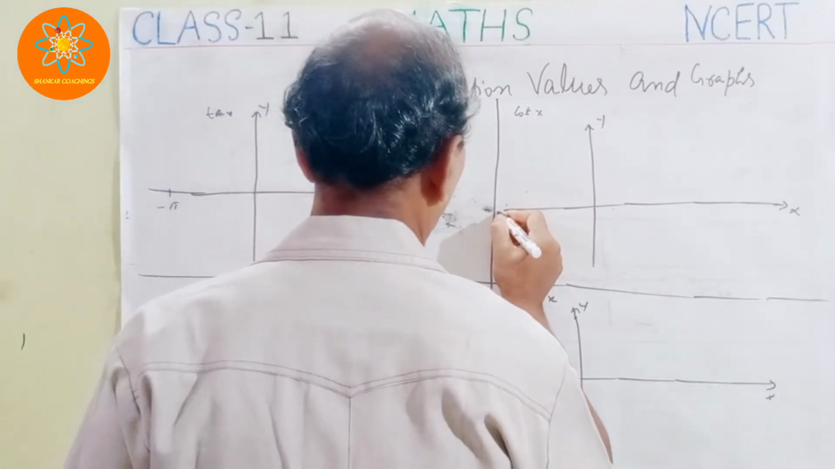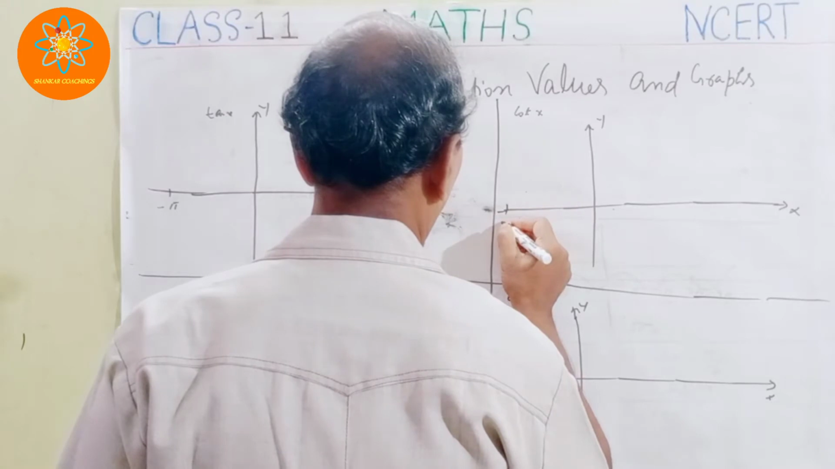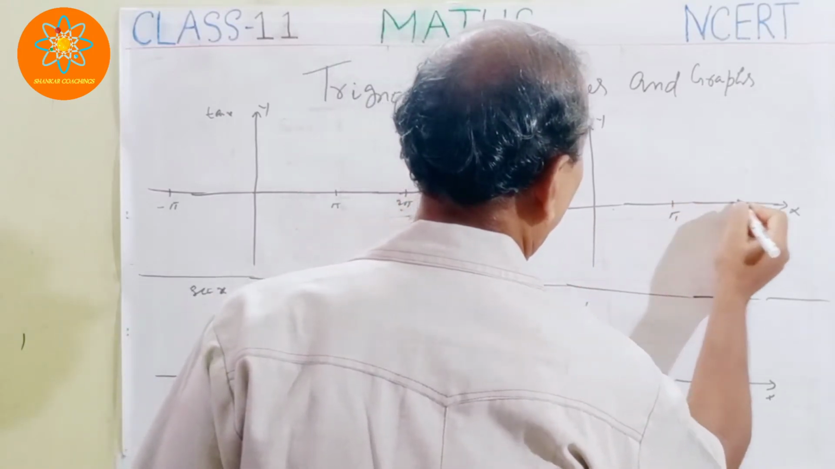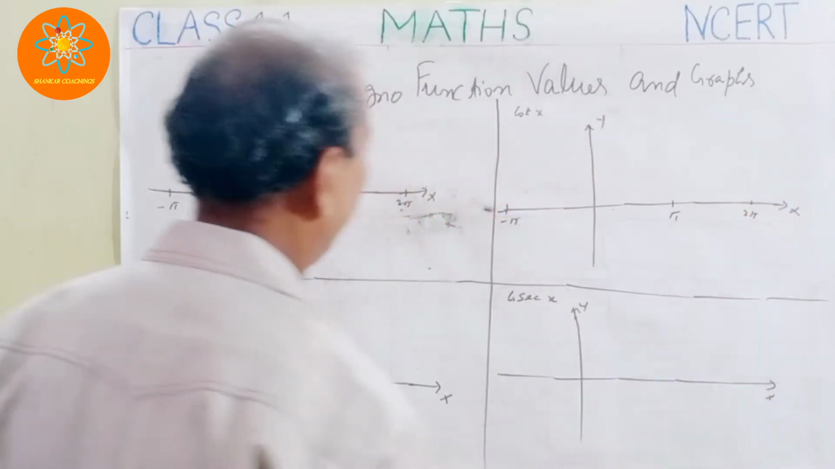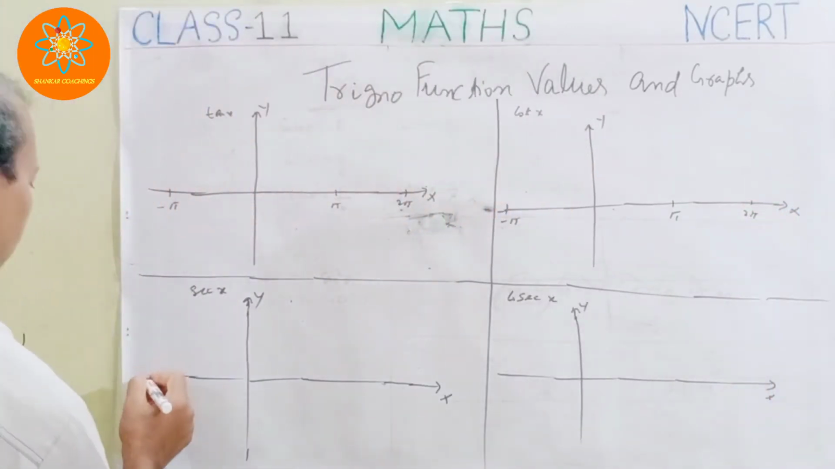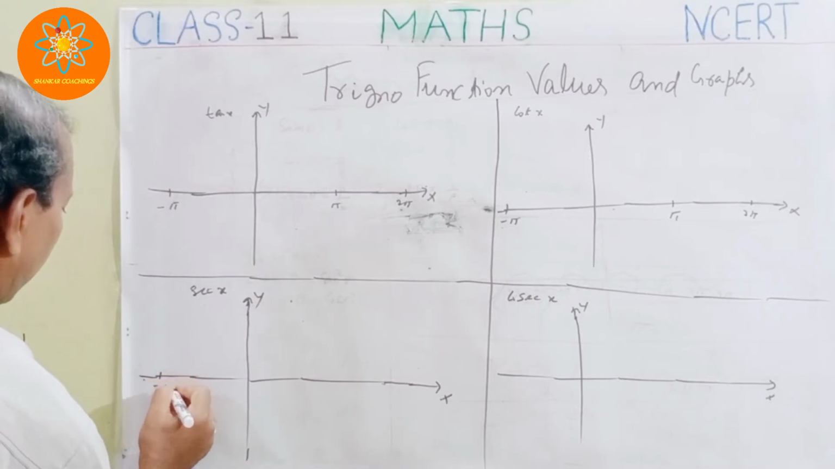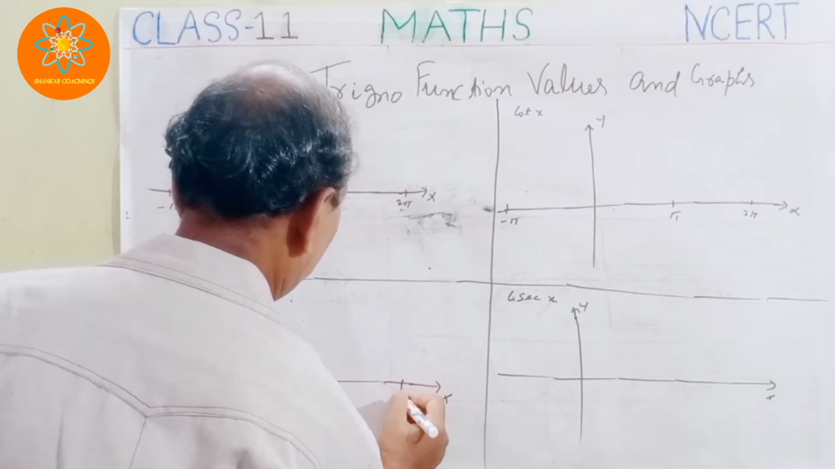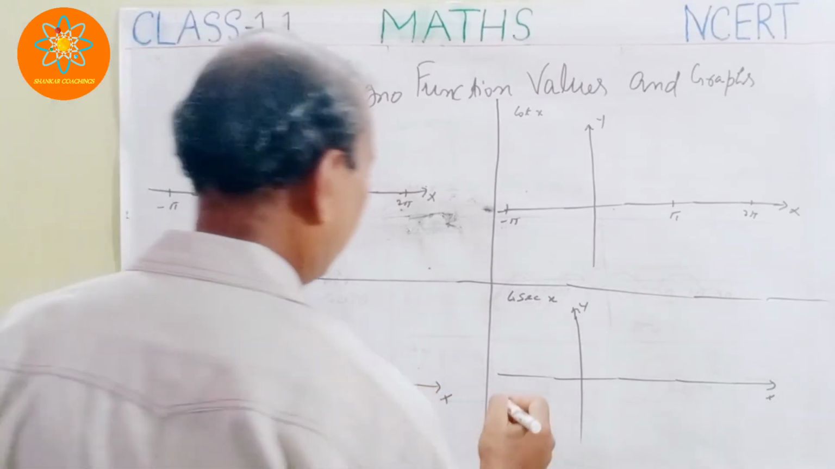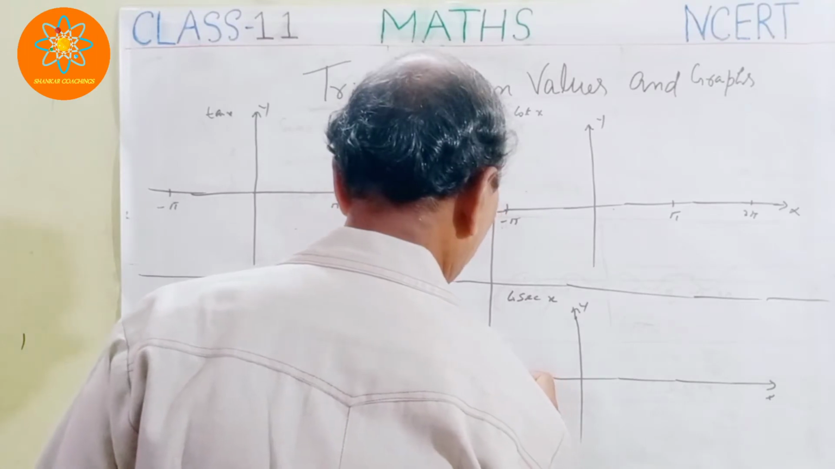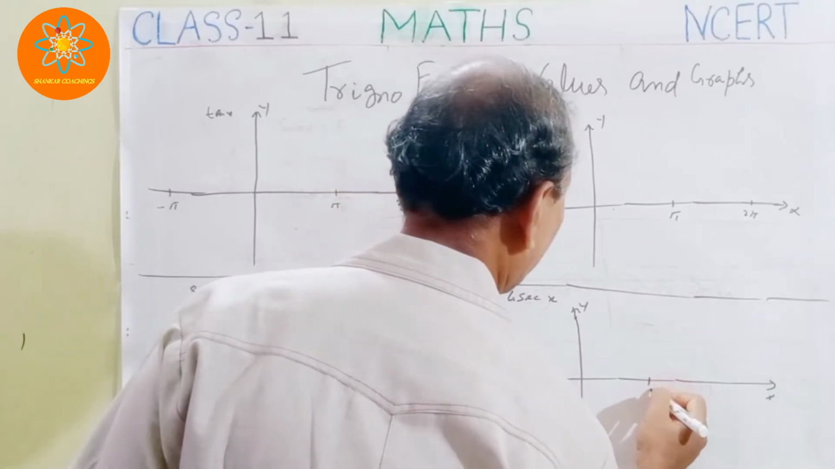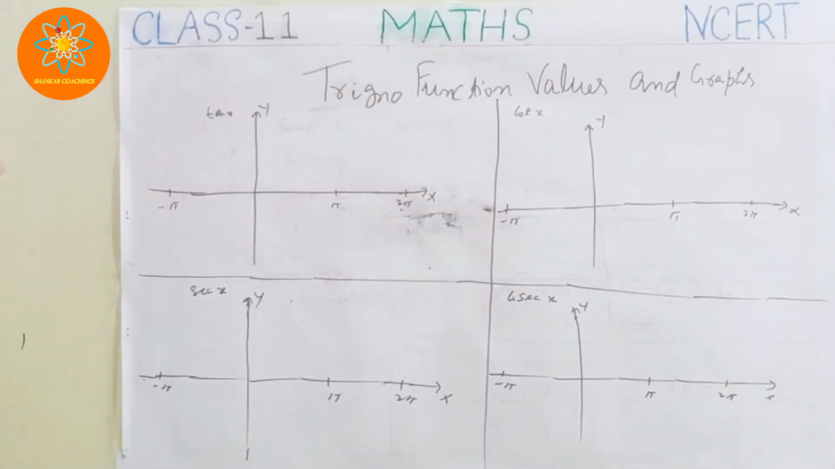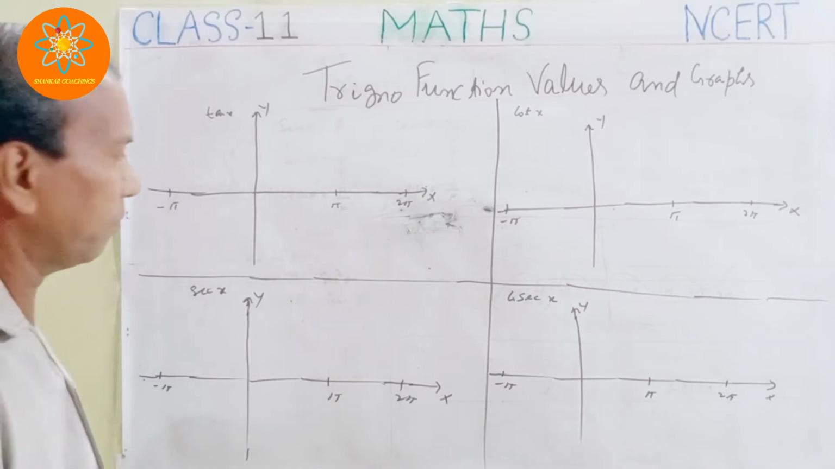Similarly, here also, this is your minus pi, and 2 pi. In this case also, this is minus pi, and this is 2 pi. Similarly, here also, it is your minus pi, and 2 pi. So this is the coordinate axis. Now you draw the graphs.